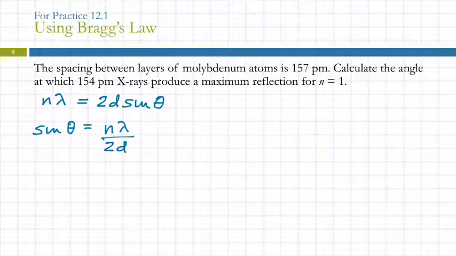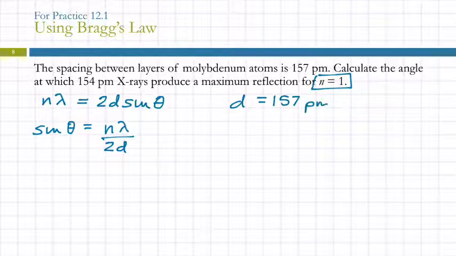Well, we have to identify what these different variables are that we've got in here. Well, n equals 1. We've just flat out said that. And then the spacing between layers, what variable does that correspond to? D. So D equals 157 picometers. And 154 picometers, what is that? That's lambda. That's the wavelength of the X-rays. So we have n, lambda, and D. We just need to plug them in here.